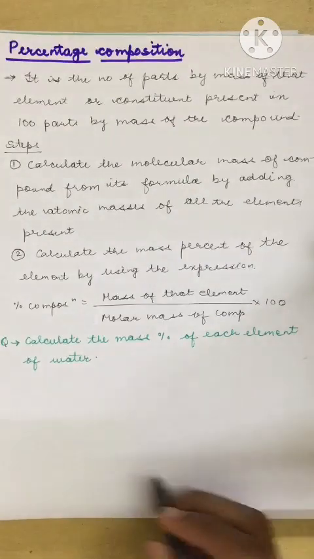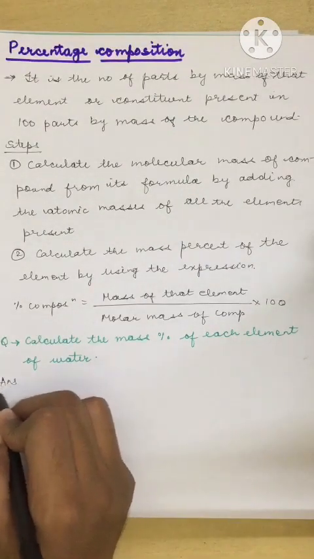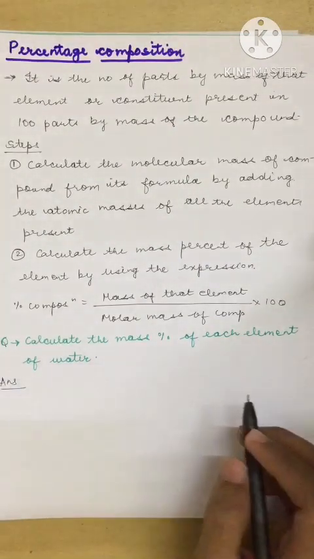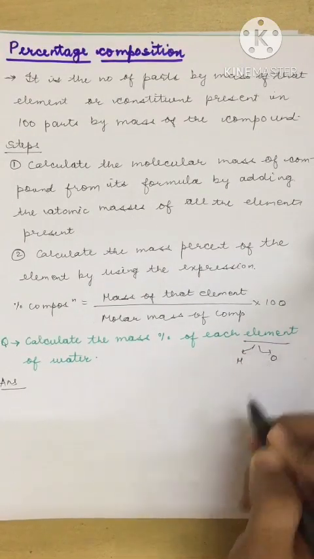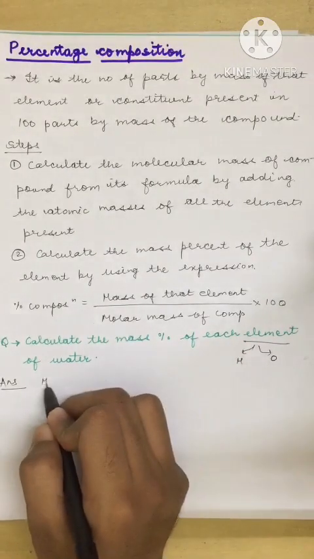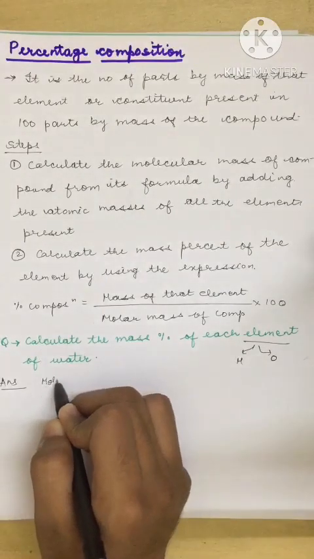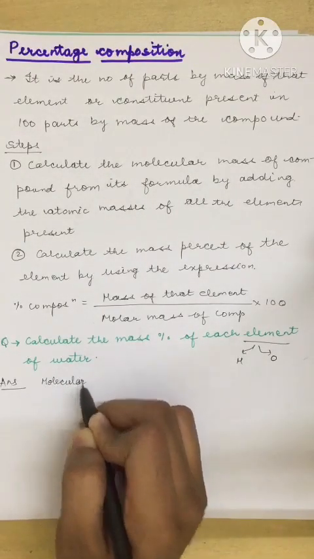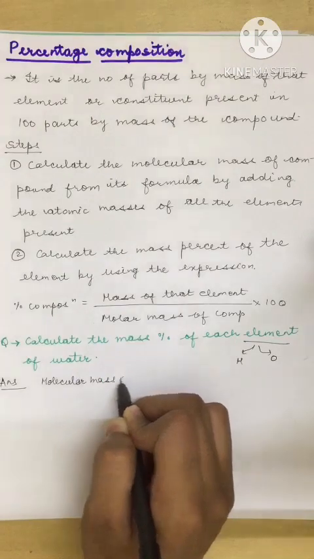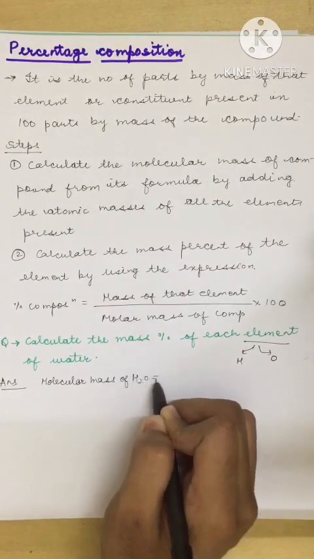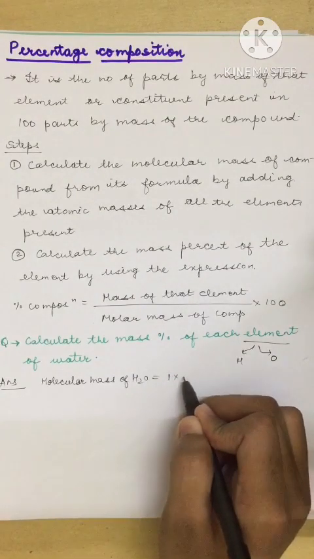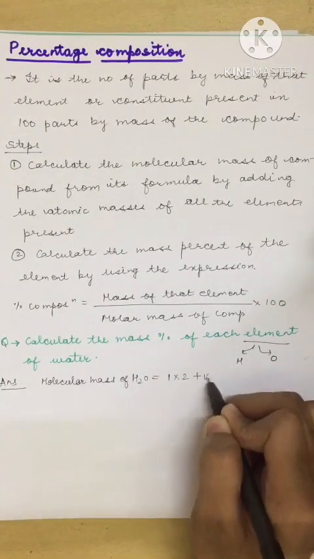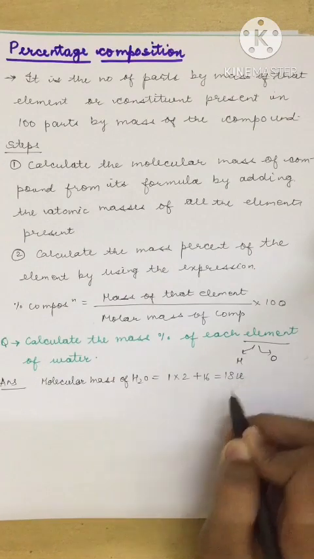Let us see one question. Calculate the percentage composition of each element in water. Now how many elements are there in water? One is hydrogen, one is oxygen. First of all, we should find out the molecular mass of water. Molecular mass is how much? Calculate this. Atomic mass of hydrogen is 1 multiplied by 2 plus 16, that is 18 units.